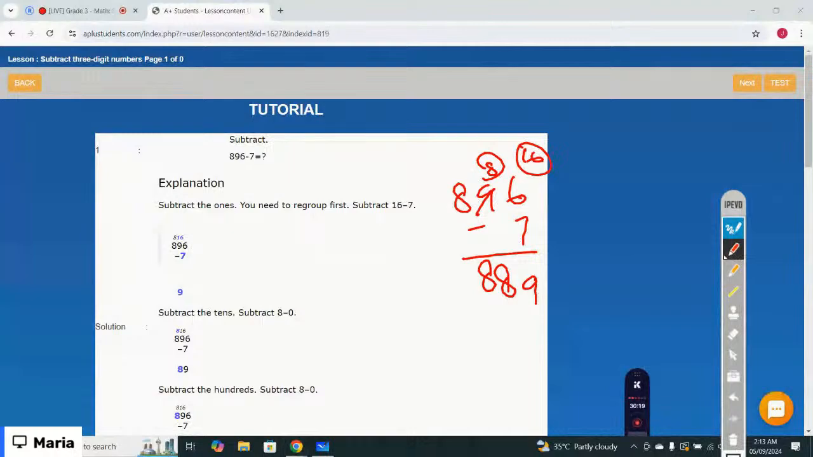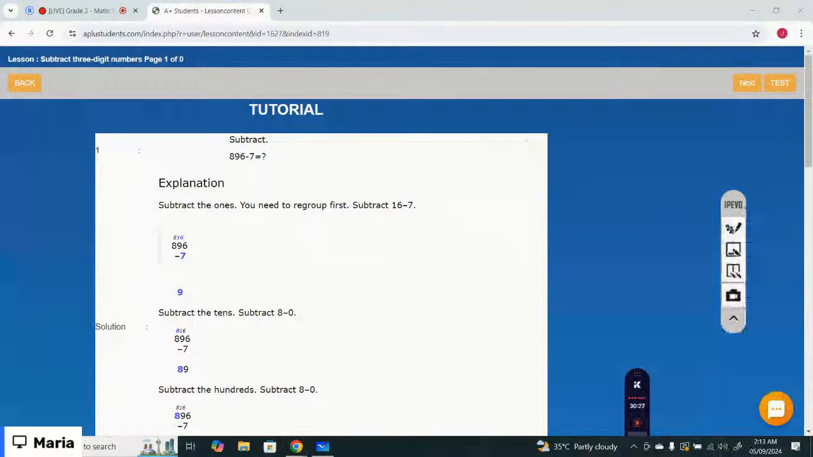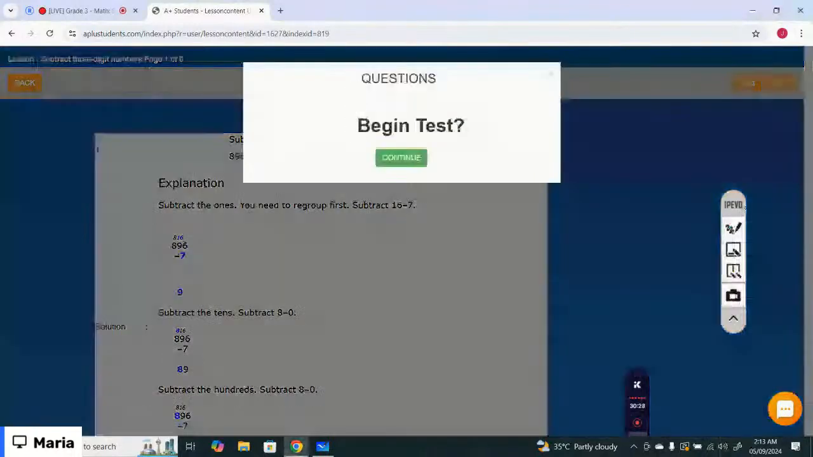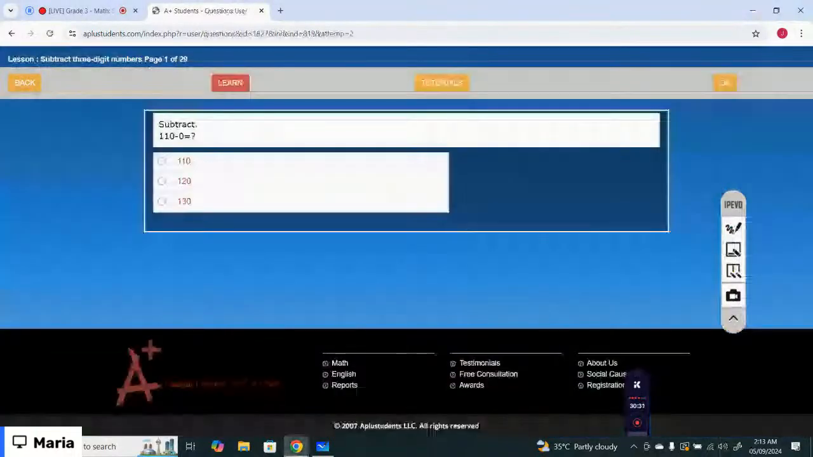Let's just start with the test questions, right? That is 110 take away 0. So which is the correct option? 110 take away 0. Whenever you are subtracting 0 from any number, the number stays the same. So 110 take away 0 is 110.